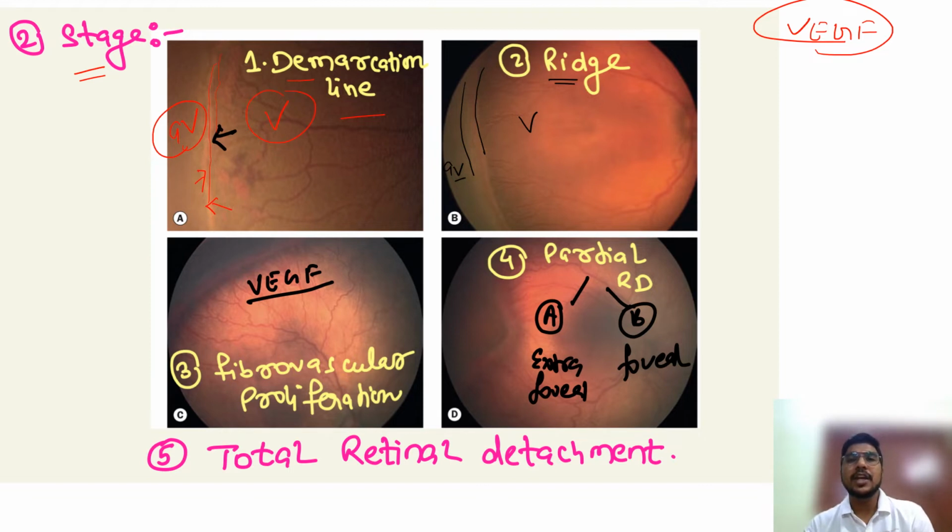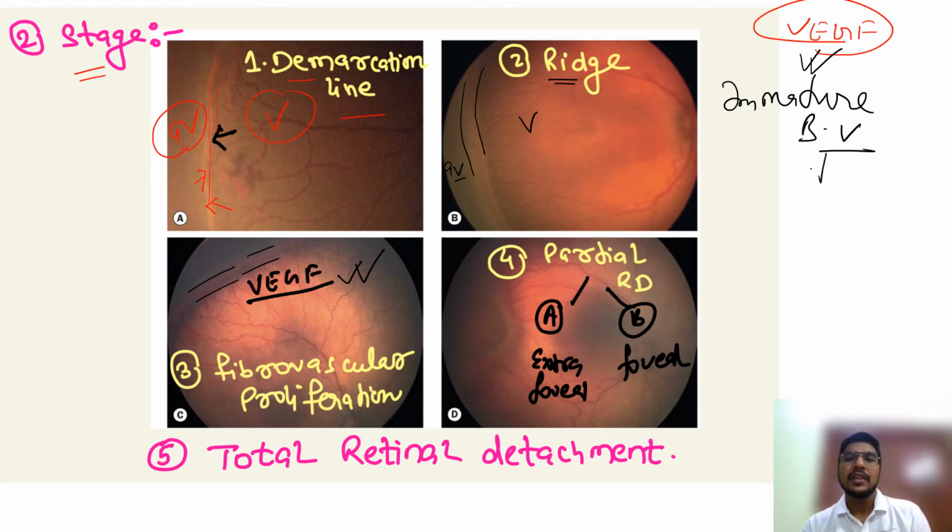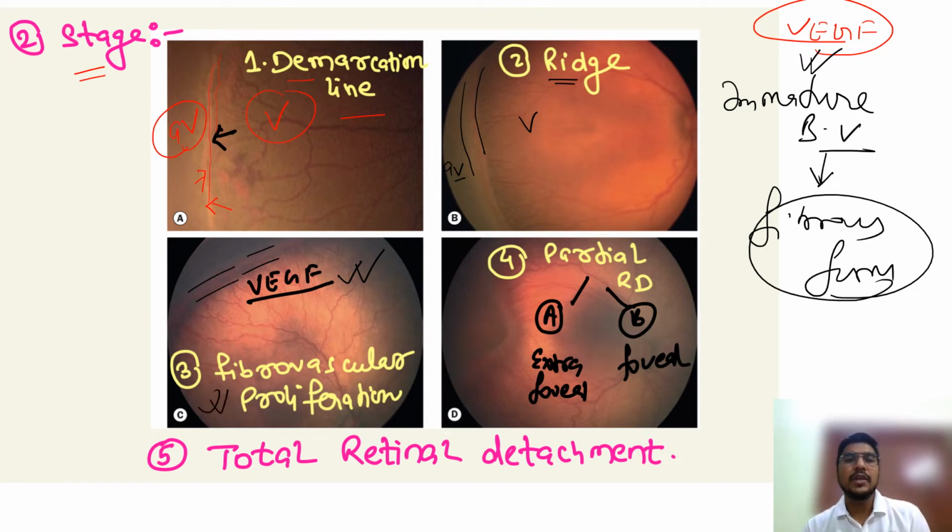Third stage, what happened, because of the VEGF release, at this area immature blood vessels start to form. They die very fast. And after the formation of immature blood vessels, they heal, they undergo degradation, and turn into the fibrous form. So this fibrovascular proliferation takes place here. That's why this stage is called fibrovascular proliferation.